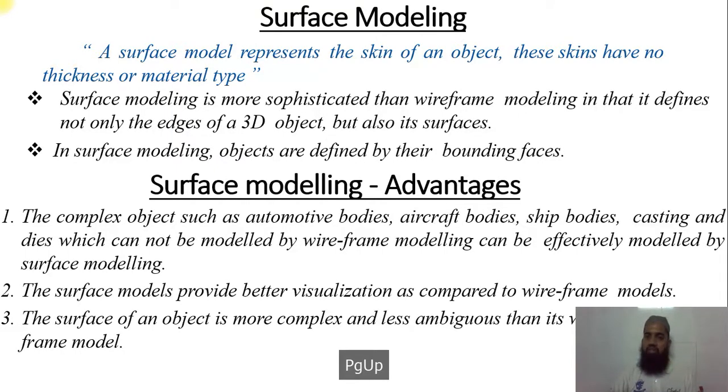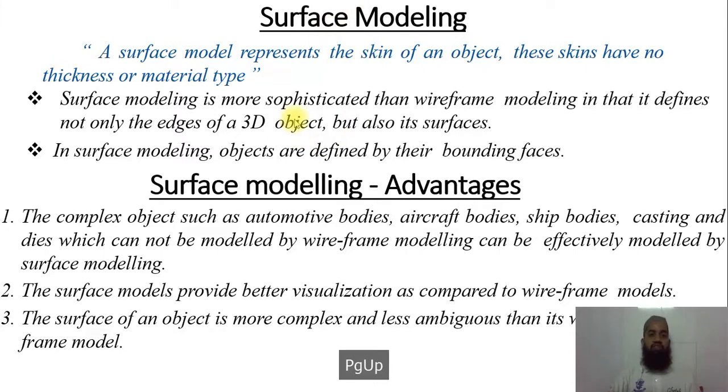Because in different places you have applications like the outer body of an automobile, as well as the outer body of any component where we require sheet metal fabrication. So it has some thickness as well as some material type, but we just assume zero thickness and no material type. Okay, but it has a material type as well as thickness.